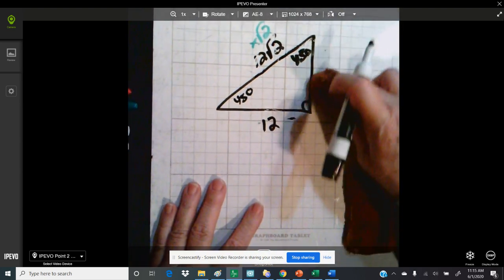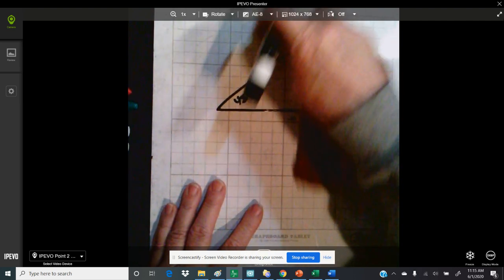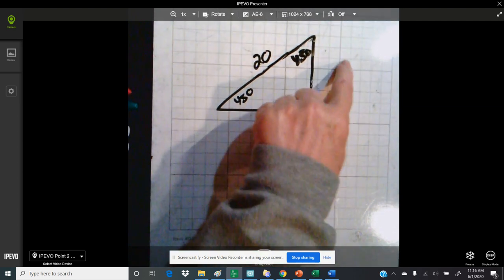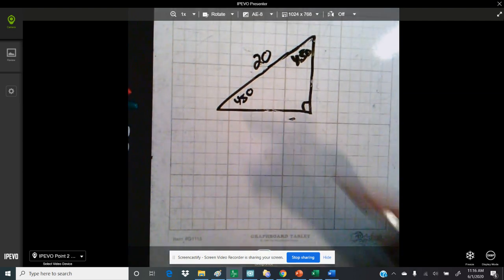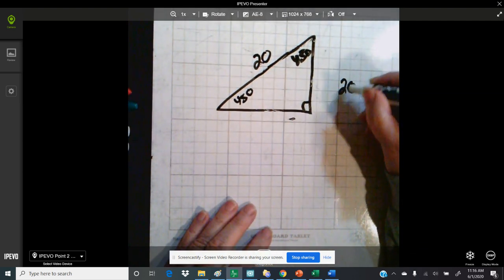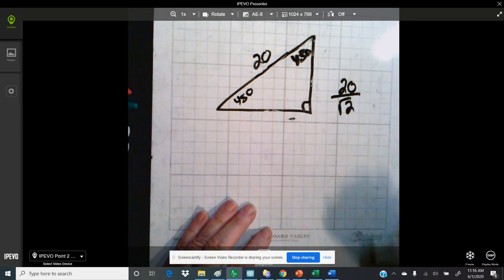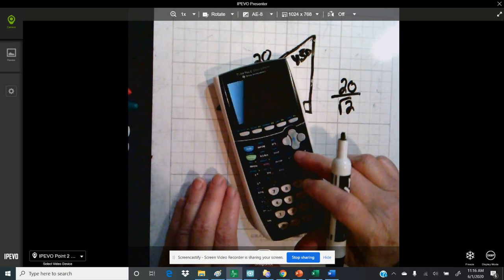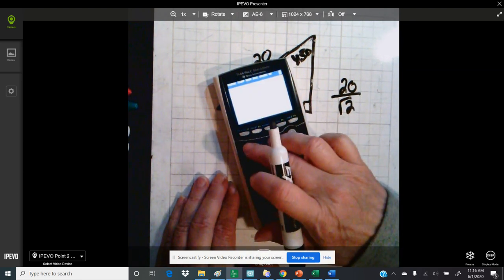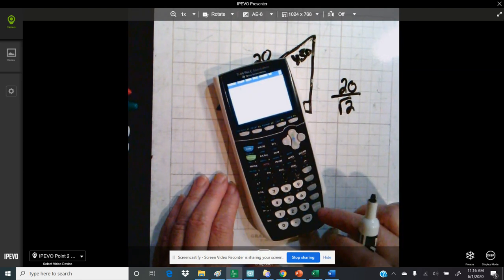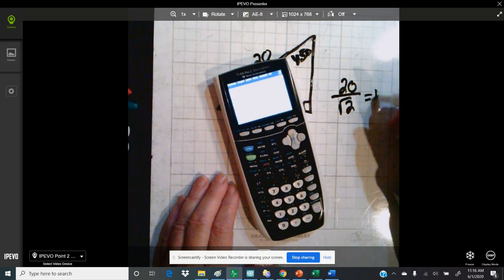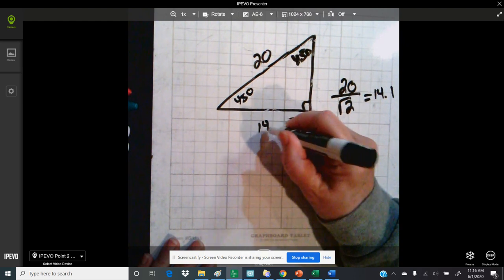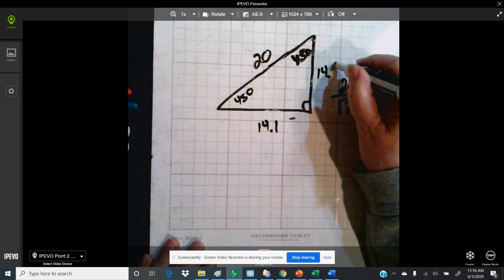But what if it didn't? What if I said this is 20. What are the sides? All you have to do is take that 20 and divide it by the square root of 2. Go to your calculator, use the square root button, hit equals, and you'll get 14.1 if I round it. So now I know that this is 14.1 and this is 14.1.